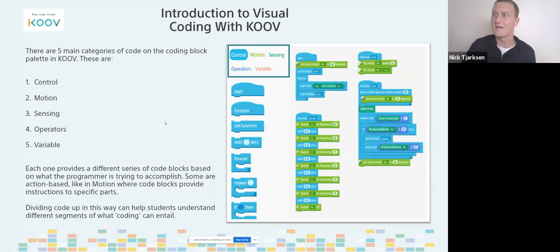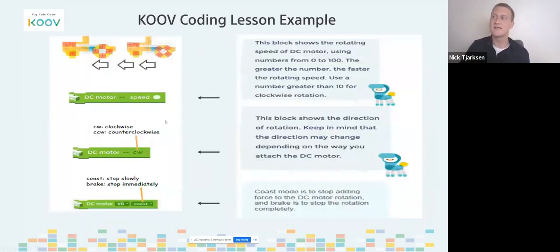All right, let's talk about a lesson example. So for this example, you can see there's 3 different code blocks here. There's a DC motor speed block. That is the specific block that would set the speed of the motor. So essentially you would put a number 0 to 100 in there, and the higher the number, the faster the rotation. So first you need to set the speed. You want the speed to be, you know, we'll just say 50. Next thing you do, the very next block under it, is you need to set the rotation. So do you want this motor to rotate CW clockwise or CCW counterclockwise?